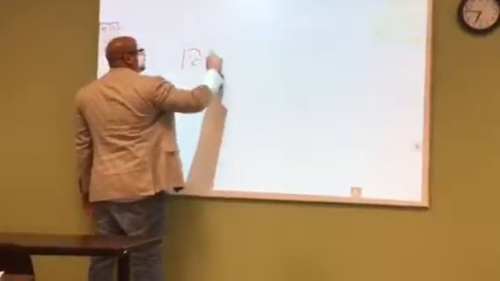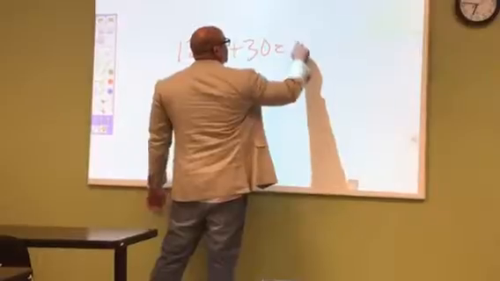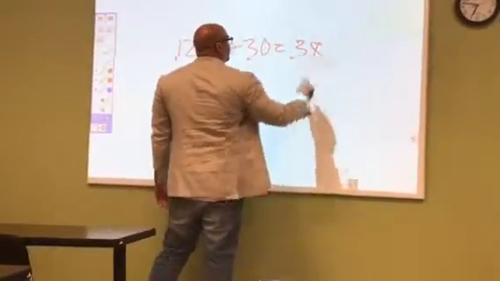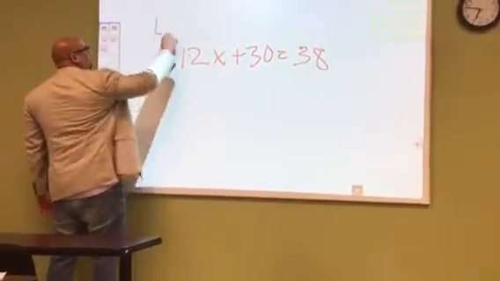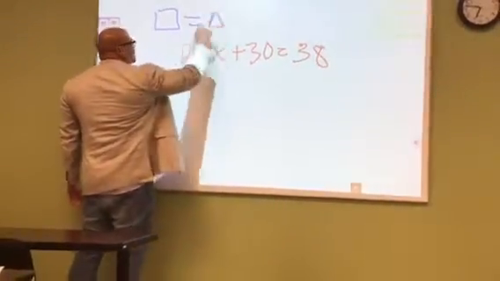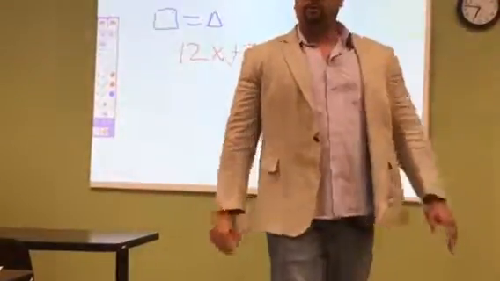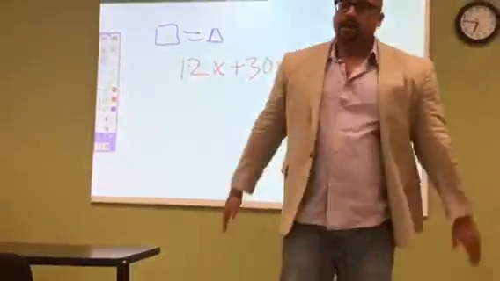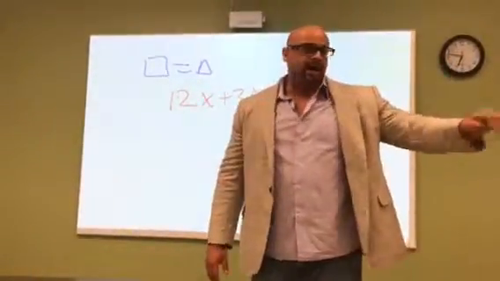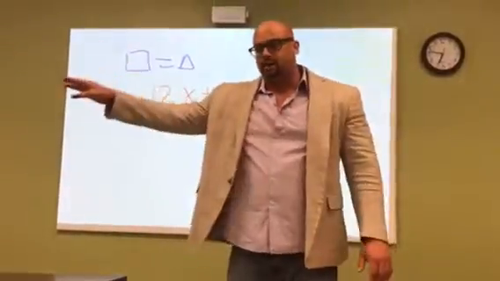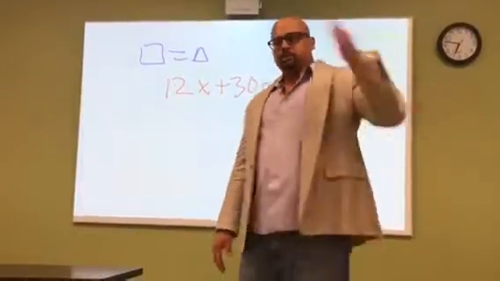Okay. 12x plus 30 equals 38. And we have to be in the form of square equals triangle. The square represents the apple, and the triangle represents the banana. Same concept. In the middle is a wall. The wall represents the equal sign. All your apples, or all your squares, on one side, and all your bananas, or all your triangles, on the other. They cannot be on the same side. You have to push them over.